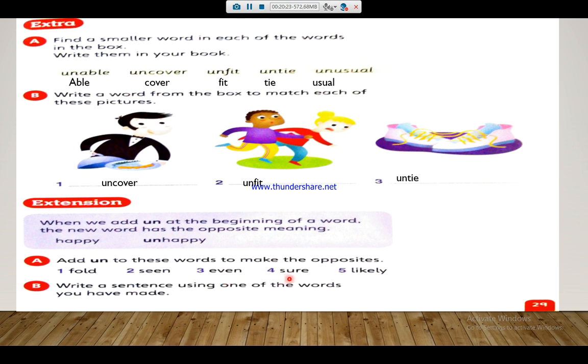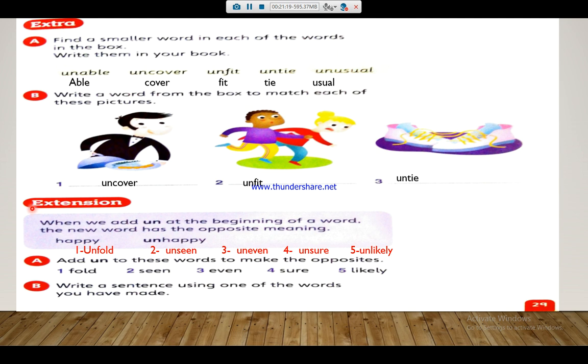Very good. Unseen. What is the opposite of even when we add the prefix un, which means not? Excellent. Uneven. What is the opposite of sure? It will be unsure. What is the opposite of the word likely when we add the prefix un? Excellent, unlikely. And here are the words. Fold, unfold. Number two, seen, unseen. Number three, even, uneven. Number four, sure, unsure. Number five, likely, unlikely. Very good.